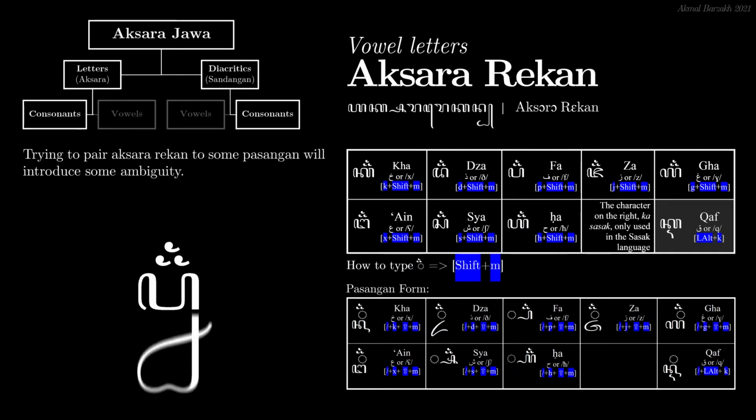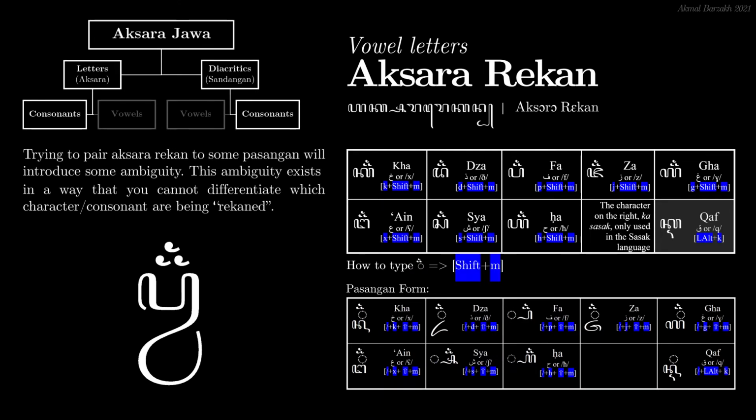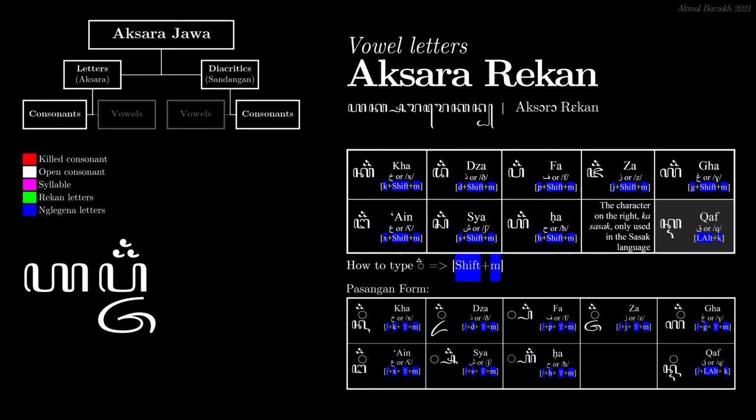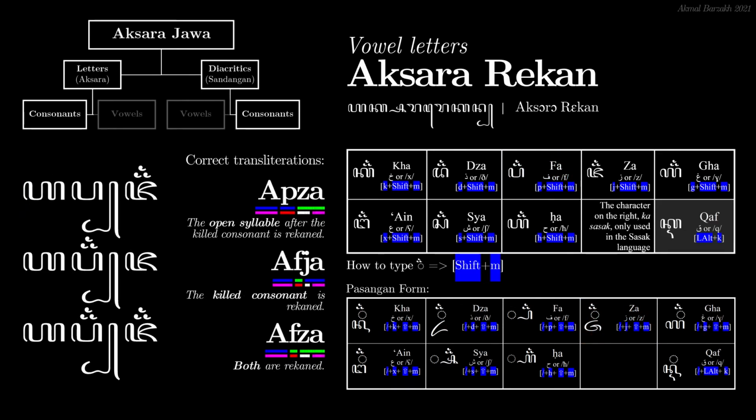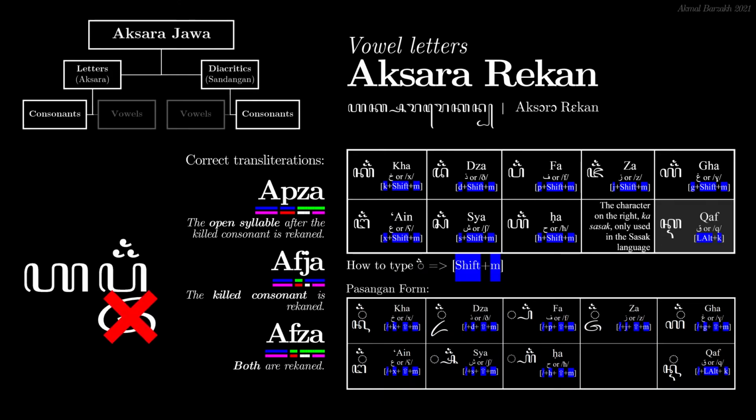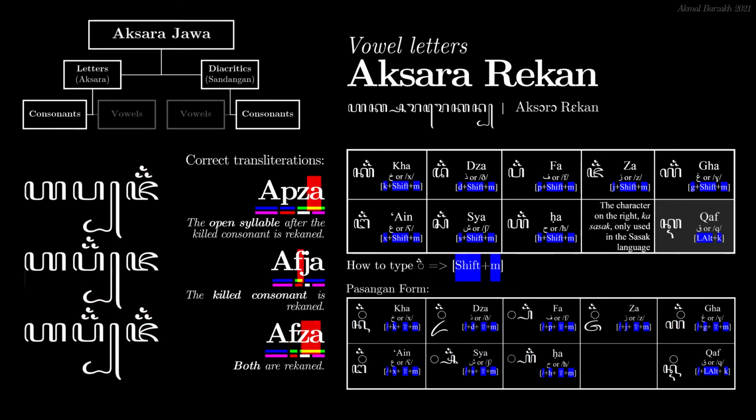Trying to pair Aksara Rekan with some pasangan will introduce ambiguity. This ambiguity exists in that you cannot differentiate what consonants are being read. For example, we cannot tell if this word is pronounced as abza, or afjo, or afza. To mitigate that, we put a visible pangkon between po and jo, and teach the pasangan form while adding the rekan symbol to the needed consonant.